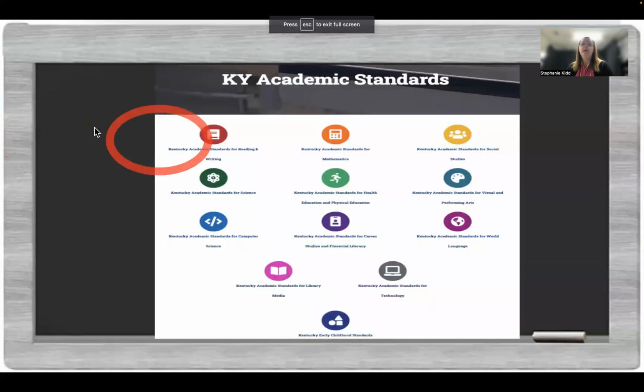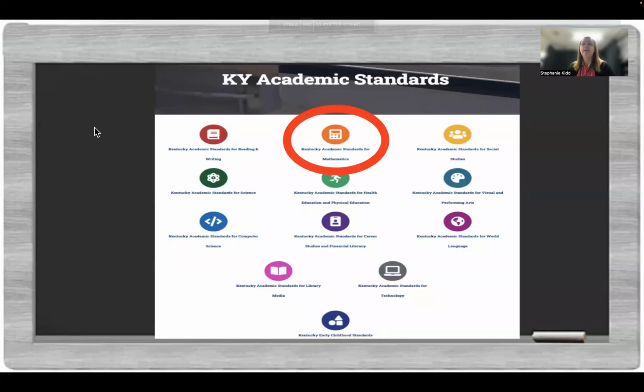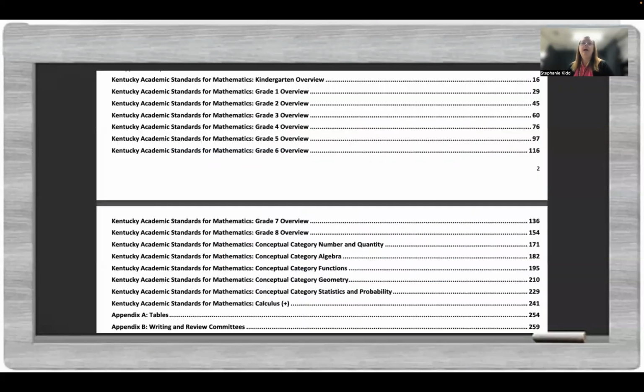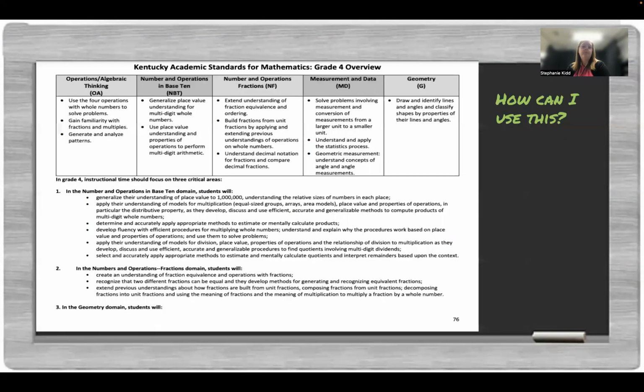And when we look again, this is the Kentucky Academic Math Standards. The great thing about the way our standards are laid out is that now they have a table of contents, in which if you were looking for a particular grade level or a category, you can actually click on these. So if I'm looking at fourth grade, I can click on the fourth grade overview, and I will go straight to all the fourth grade standards. It begins, of course, with the overview and then dives into the standards in general.